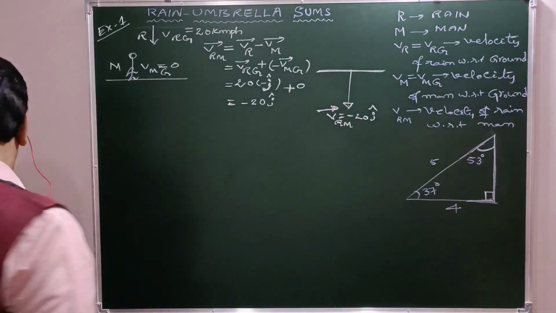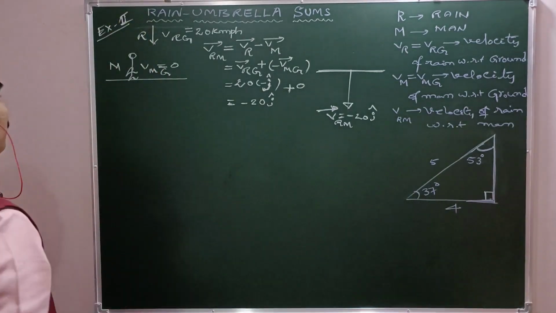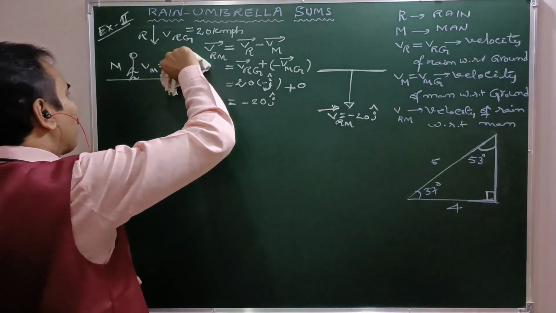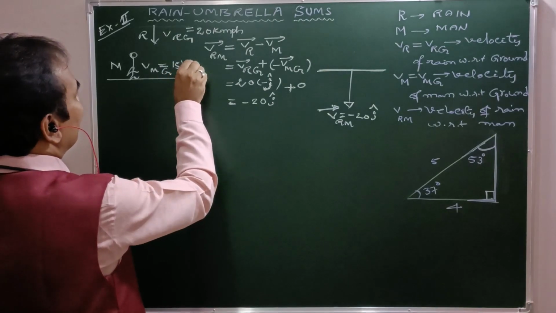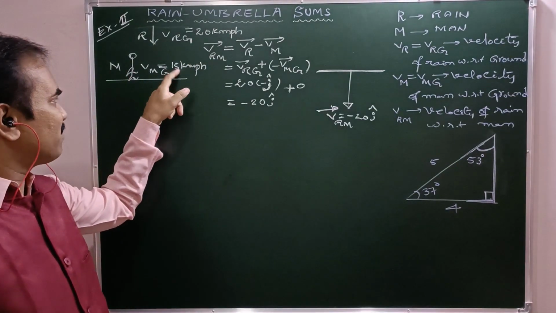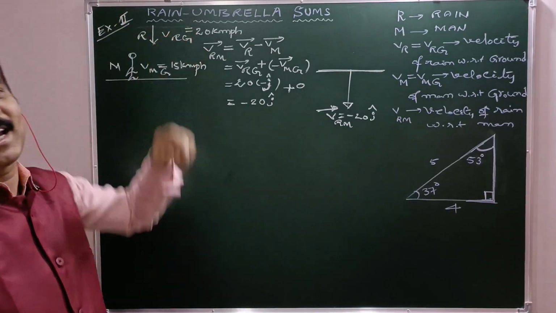Now in example 2, this time the velocity of man with respect to ground is not equal to 0. That is 15 kmph. So the velocity of man with respect to ground is 15 kmph. The velocity of rain is vertically downwards, that is 20 kmph.